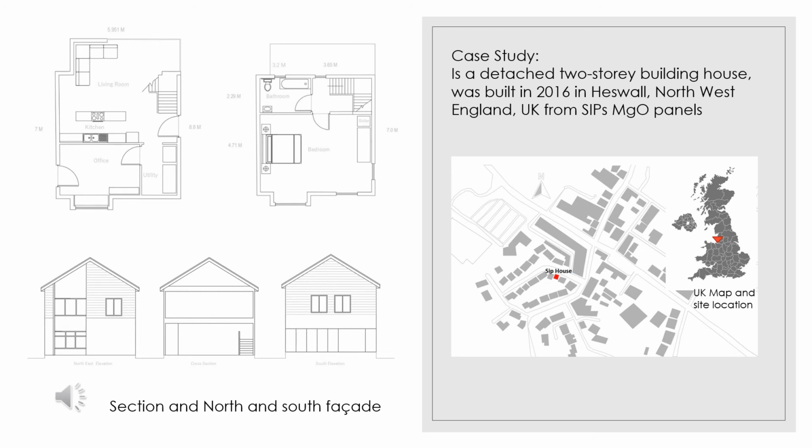So to study the embodied CO2 emission of the MGO SIP system, a single family home was selected in Heswall, north of England. You can see the map on the right hand side. The total built-up area is 92 square meters. The house consists of one bedroom, one bathroom, one living room, a kitchen, and an office and utility room. And in this slide, you can see the floor plans and sections, and the north and south facade of the building.